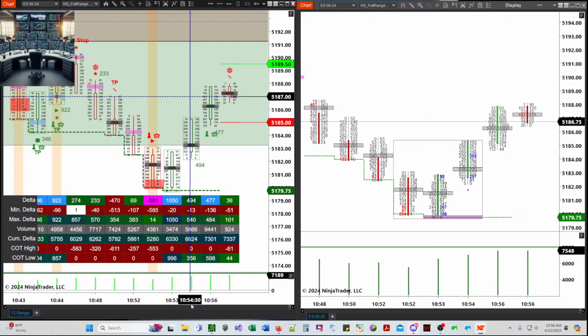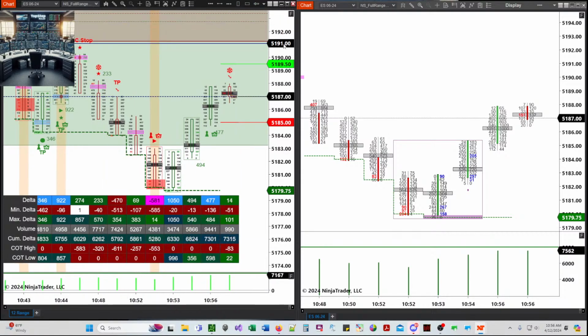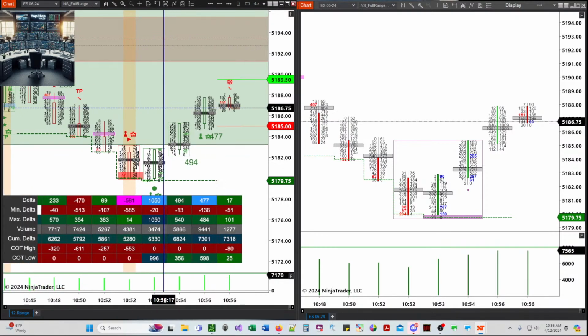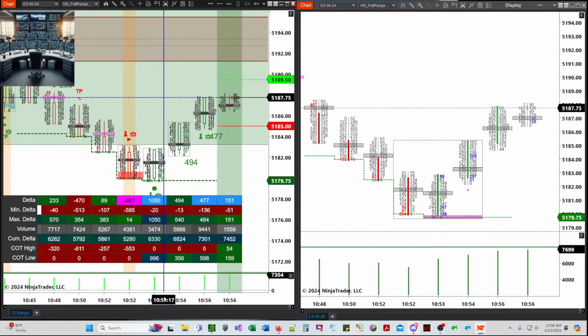Fading momentum, delta's falling, is flashing on the TDU footprint. But the Cum delta is still rising.